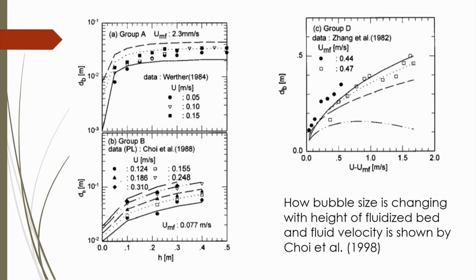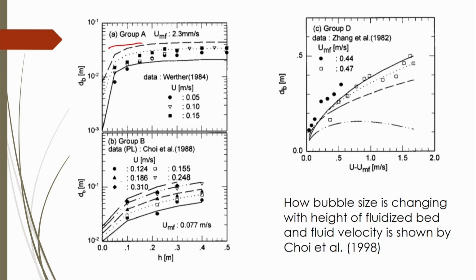Now, from this graph we can observe how bubble size changes with height of the fluidized bed and fluid velocity, as shown by Choi et al. In this case, bubble size is increasing and then becomes almost constant with respect to different gas velocities, at a minimum fluidization velocity of 2.3 millimeter per second for group A particles.